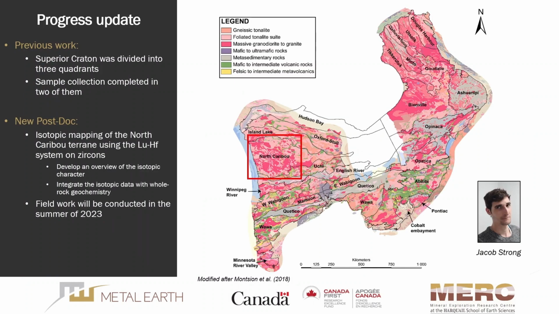One of the new things with the Craton Scale Project is that we've got a new postdoc. His name is Jacob Strong, and he is present here today. He will continue mapping in the North Caribou terrane. He will do the isotopic mapping of the terrane using the lutetium-hafnium system, also performed on zircons, and he will try to develop an overview of the isotopic character that we can find there. Then he will integrate this isotopic data with whole rock geochemistry. He'll start off in the summer with field work, of course.